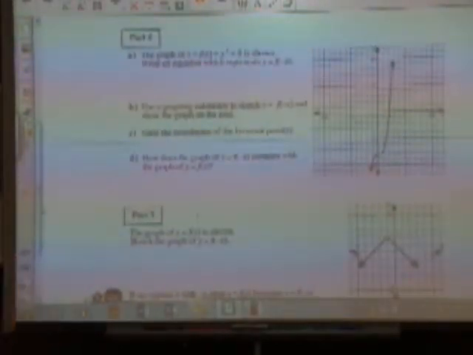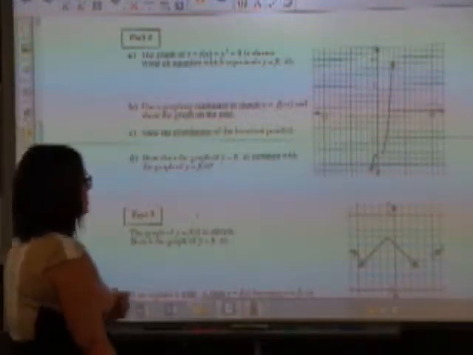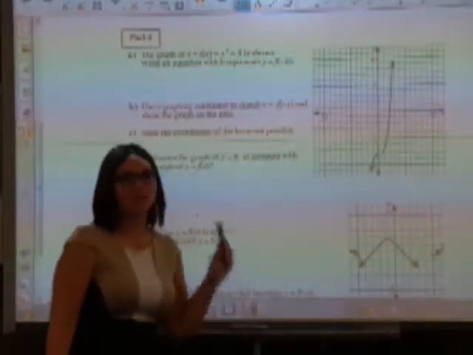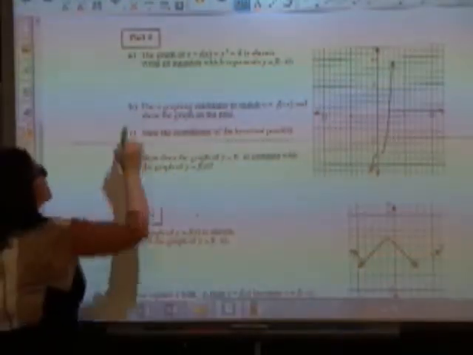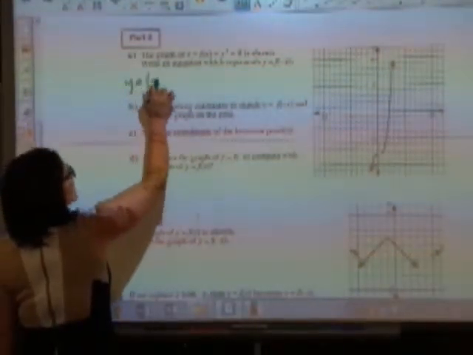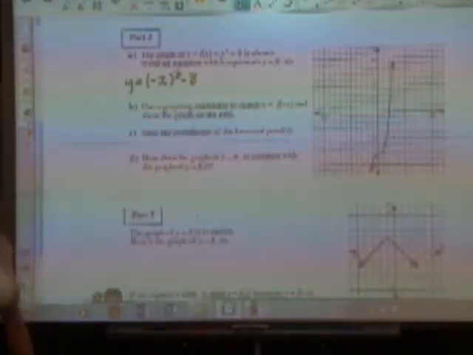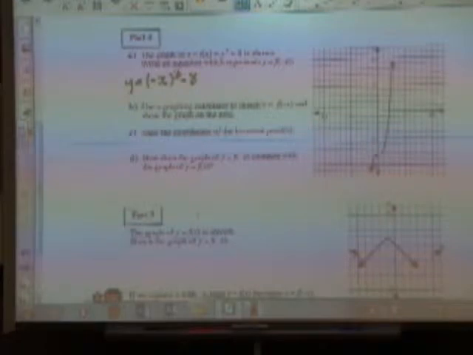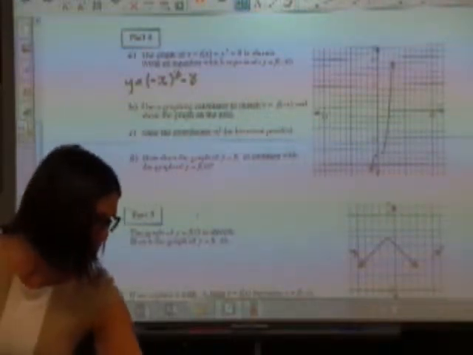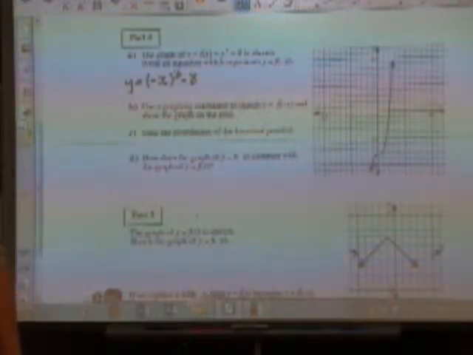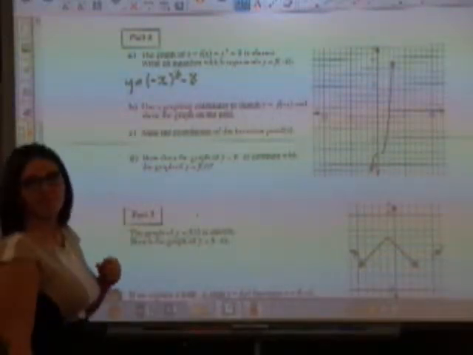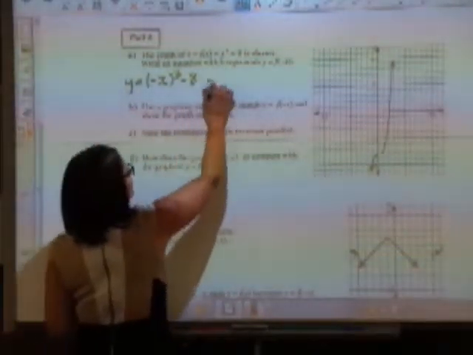So then if I look at part 2, if I rewrite this equation by replacing x with a negative x, I get negative x cubed minus 8. So what is negative x cubed? Negative x cubed.